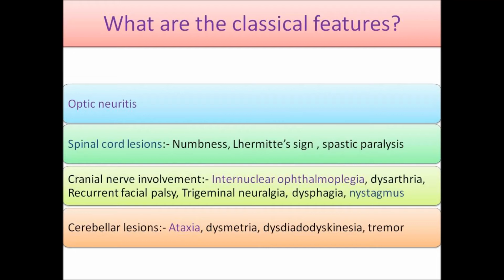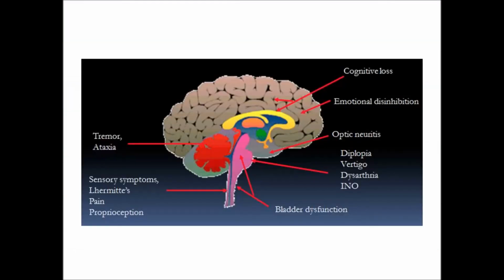I highlighted the common presentations: optic neuritis, transverse myelitis, nystagmus, ataxia. Tremor is also common in the presentation, and a very common presentation is focal sensory deficit, such as numbness, with balance and gait problems. This is a very common presentation.